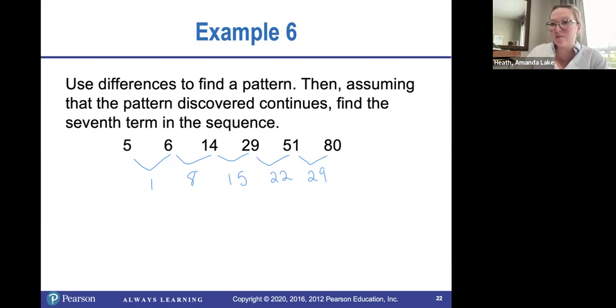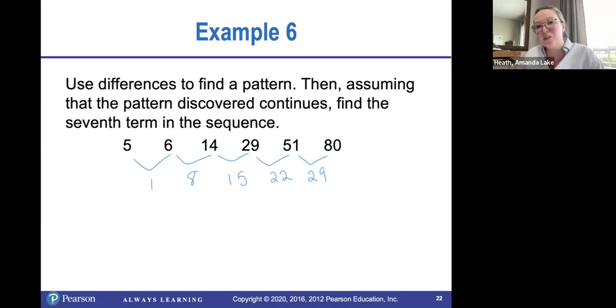We could also ask ourselves, is this a geometric sequence? Are we going to be dividing or multiplying by the same number every time? And that doesn't seem to be the case either, right? These are actually pretty ugly numbers when you think about their ratios. The ratio of 5 and 6 is not the same as the ratio of 6 and 14. So this isn't a geometric sequence either.